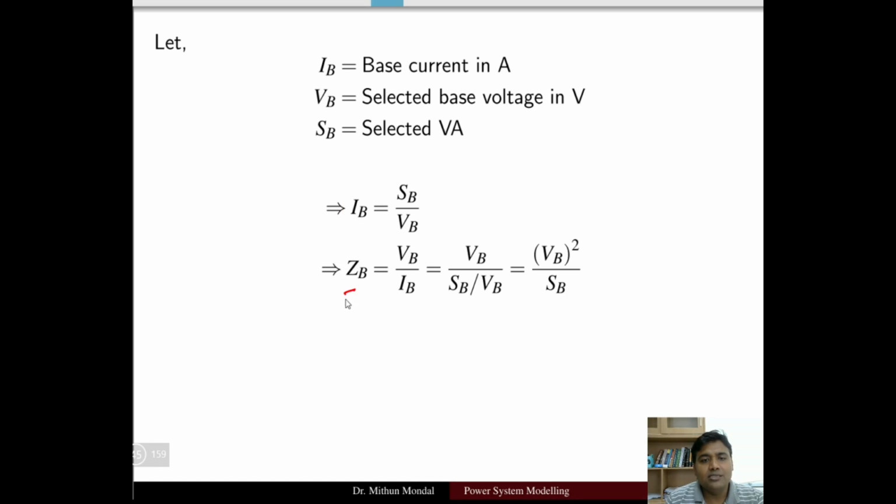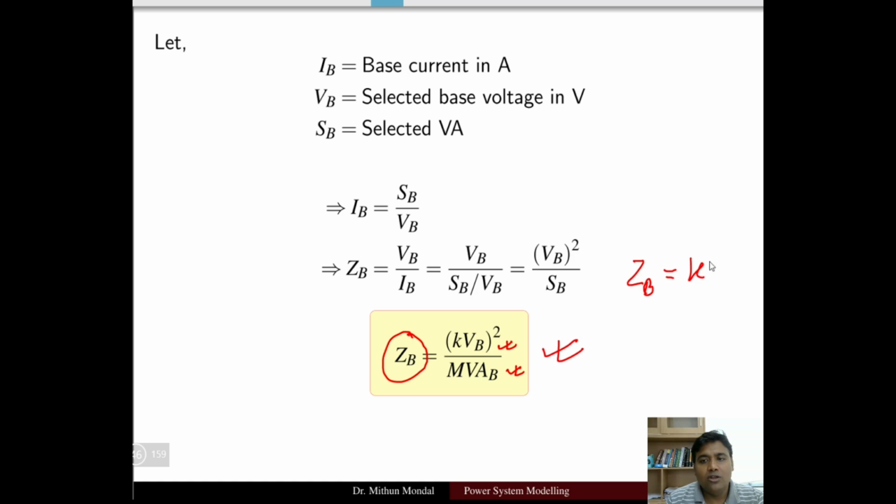Then the base impedance ZB will be the ratio of base voltage by base current. Now the current we can substitute from equation 1 to here, then it will be written as SB by VB. So we get ZB equal to VB square by SB. Then we have to remember this formula. So the base impedance is equal to the kV base square divided by the MVA base. So Z base, that is the impedance base, is equal to kilovolt base, that is the voltage, square, divided by the power. Power in complex power is the base quantity.